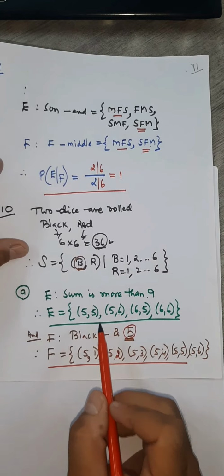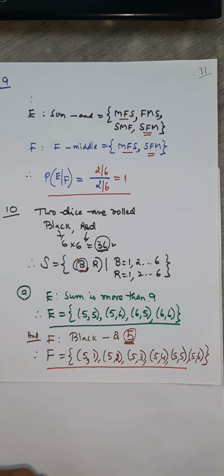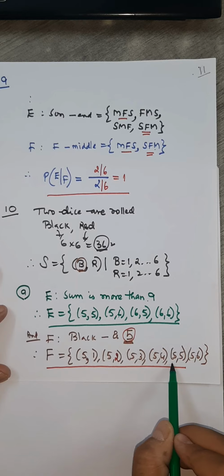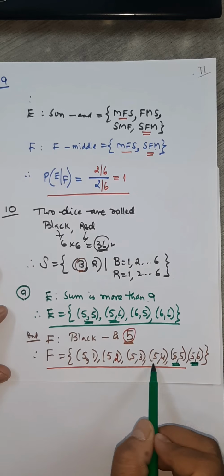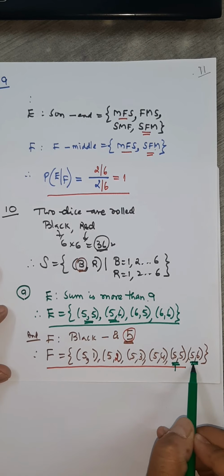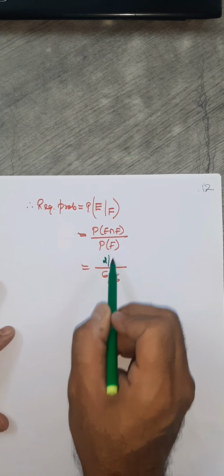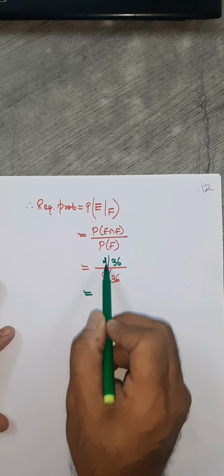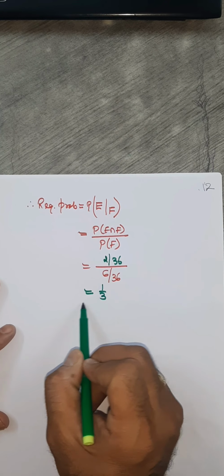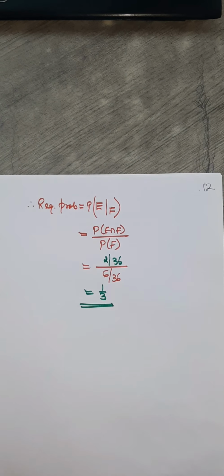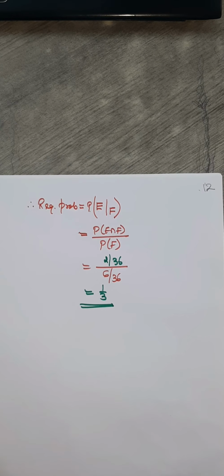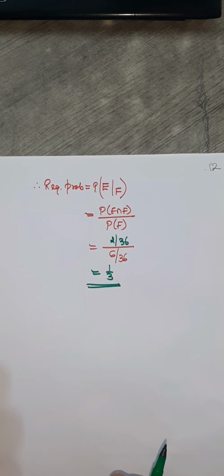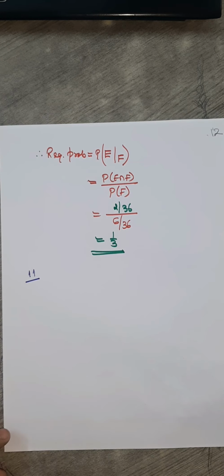Now just get the intersection. What are the intersection members here? One is 5, 5, then 5, 6. 6, 5 will not be there. Only 2 are common. So what is this here? 2 by total outcomes 36. The 36 will get cancelled, so we get 2 by 6, which is 1 by 3. That is the required probability. The second, I will not do. You must try. I hope you now have understood the concept of conditional probability.